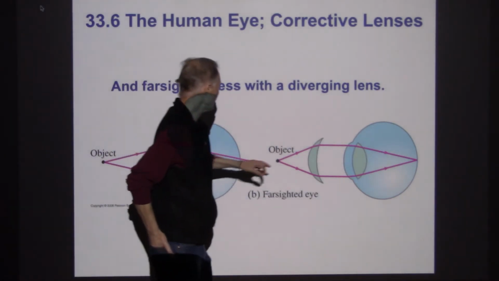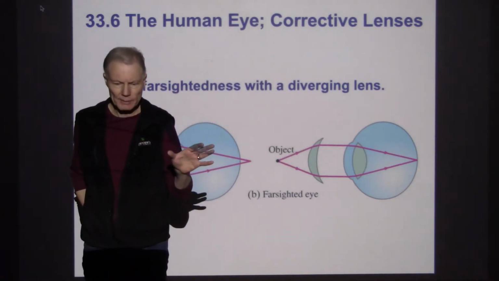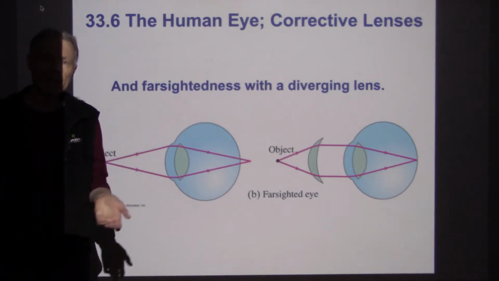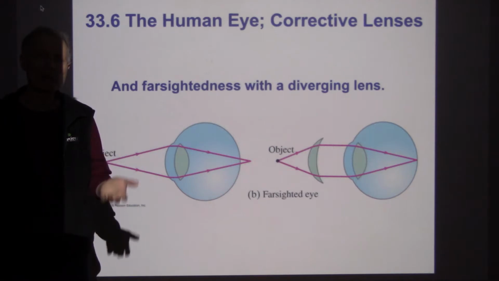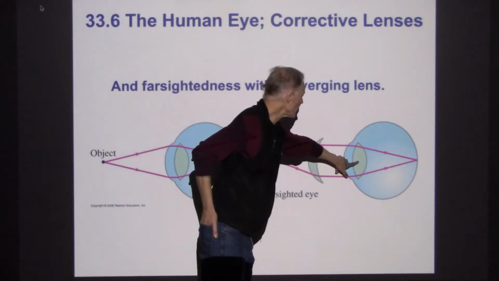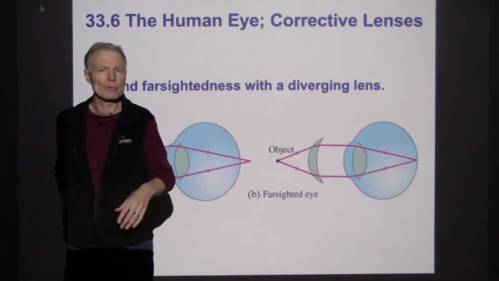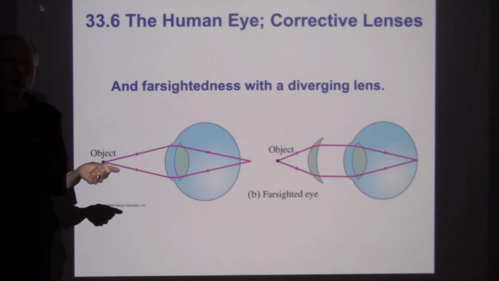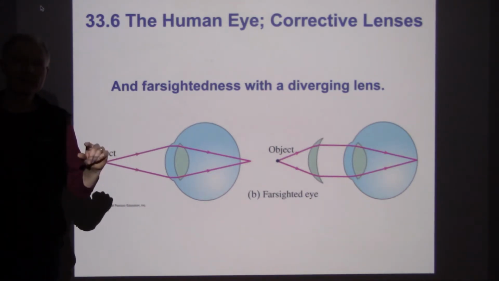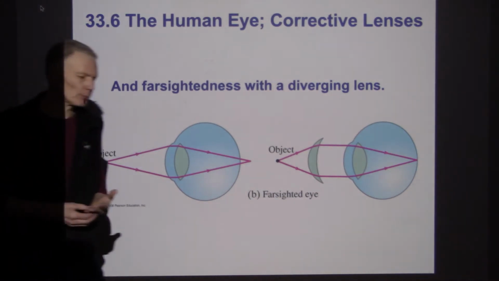Now, what we can do to correct for that is give the person some glasses, some corrective lenses, which are a little bit converging. So that creates a little additional convergence. The lens is no longer able to come up with all the convergence it needs, but we'll correct that with a converging lens. And again, we'll look at examples for both of these, nearsightedness and farsightedness, and see what the specific prescription should be.